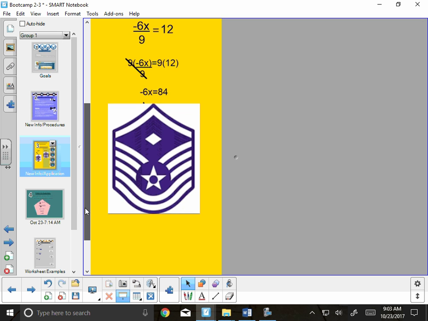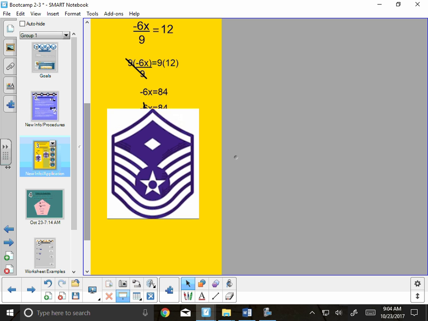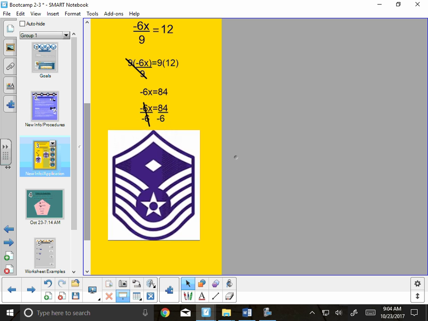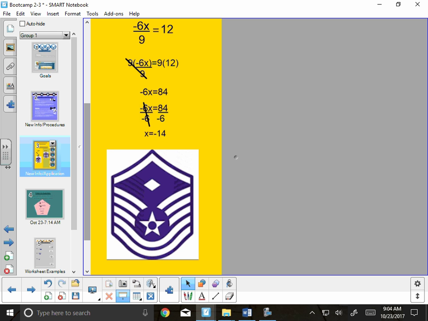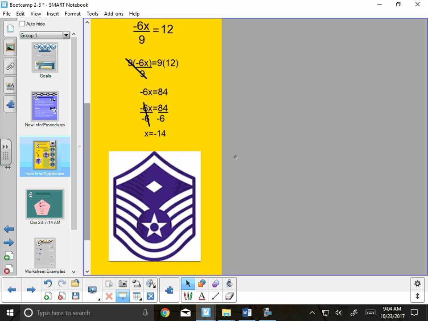From here, you want to get x by itself. So to do that, you're going to divide both sides by negative 6. When you divide negative 6 by negative 6, you end up with just x. And then on the other side, you're going to have 84 divided by negative 6. When you divide 84 by negative 6, you end up with x equals negative 14.